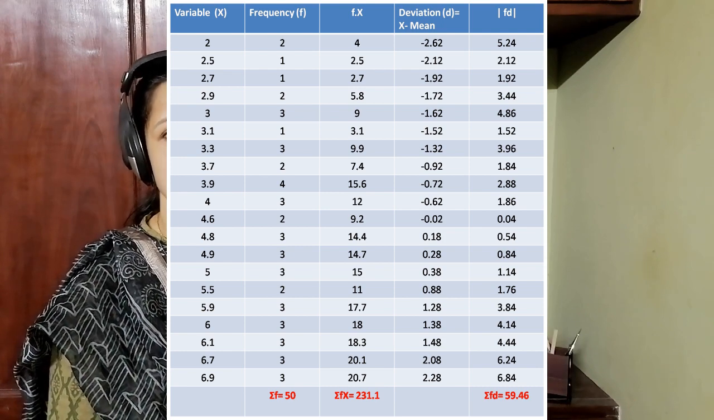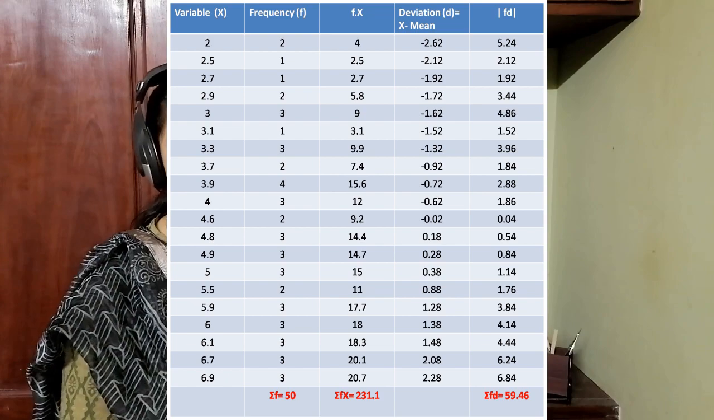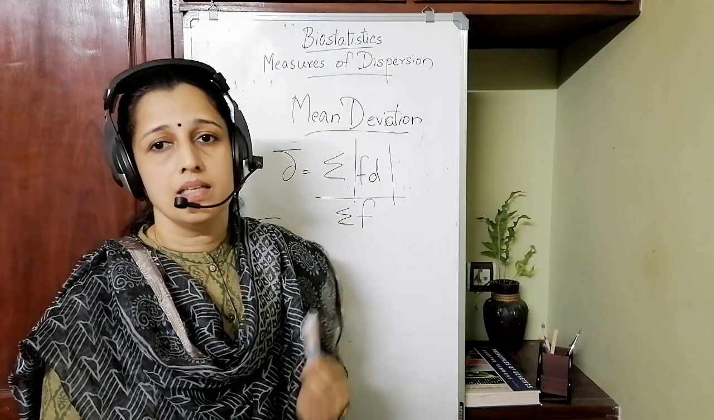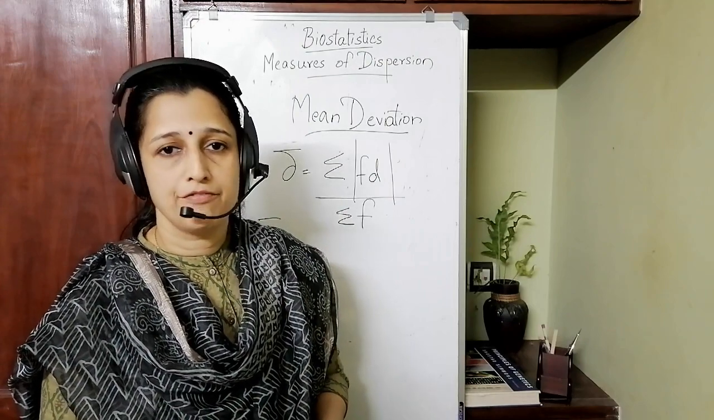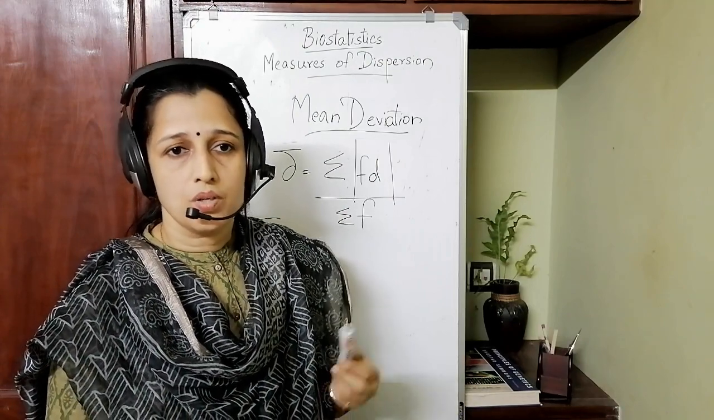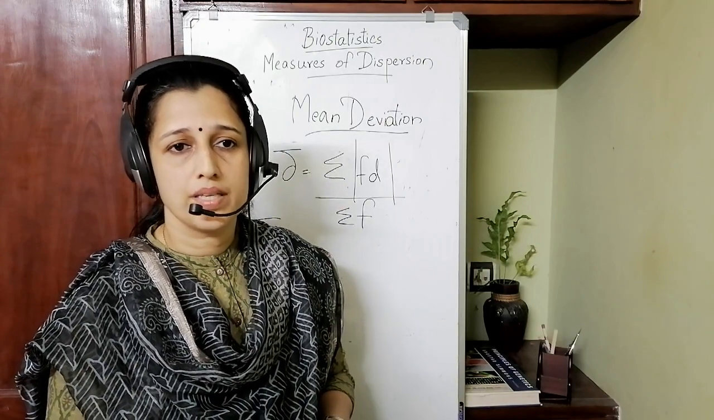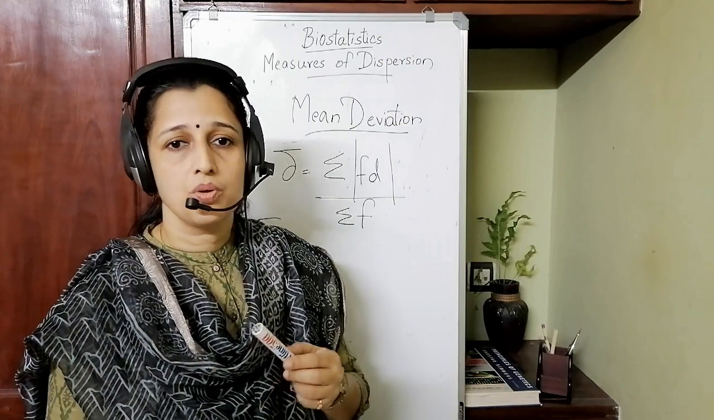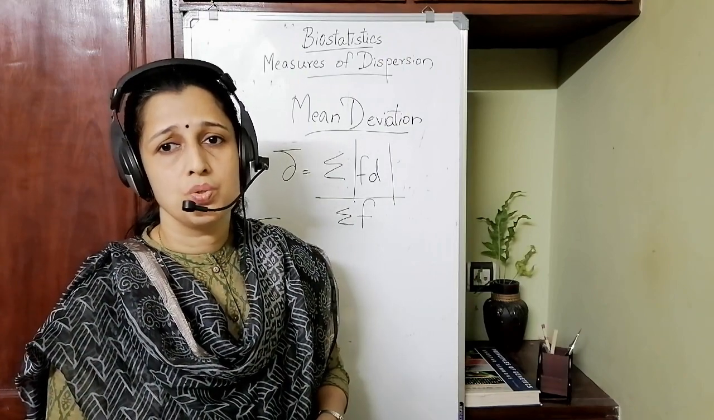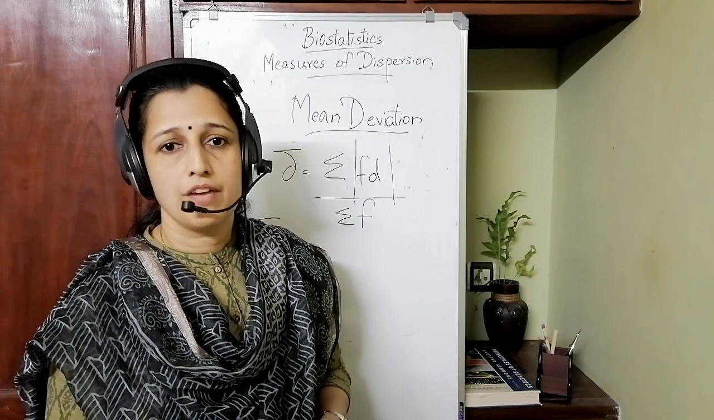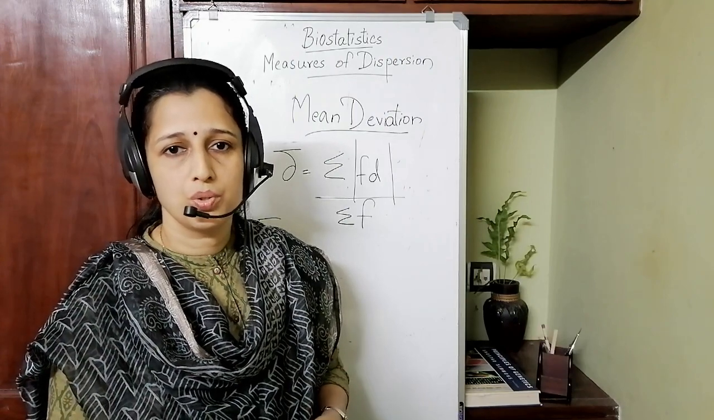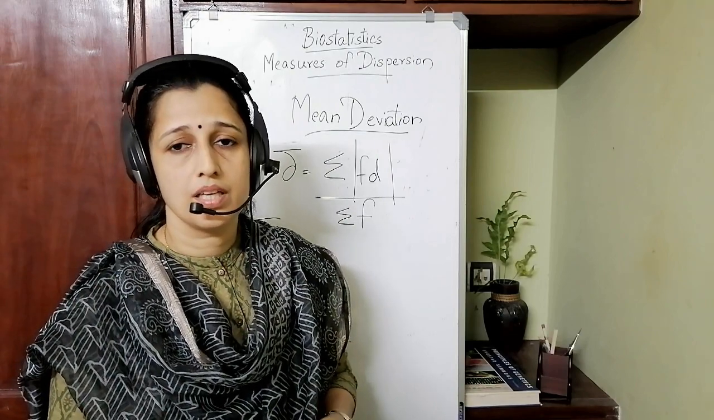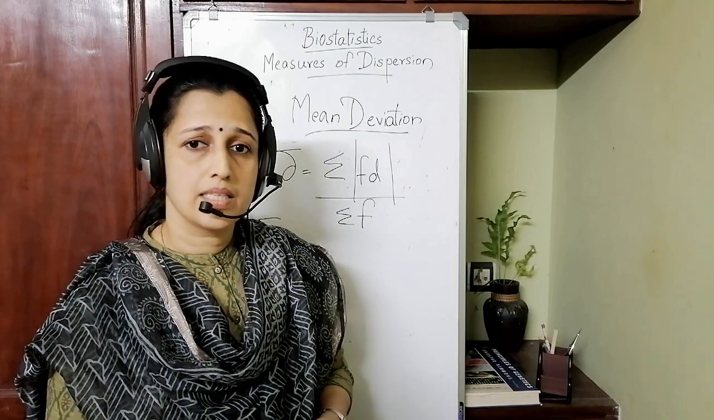Shown here in the table, the deviation is equal to the variable, or x, minus the mean, then the absolute value of f and d. So you have to complete this table from the question: the variable in the first column, the frequency in the second. Then calculate f into x, so 2 into 2 gives 4. Then the deviation is x minus mean.